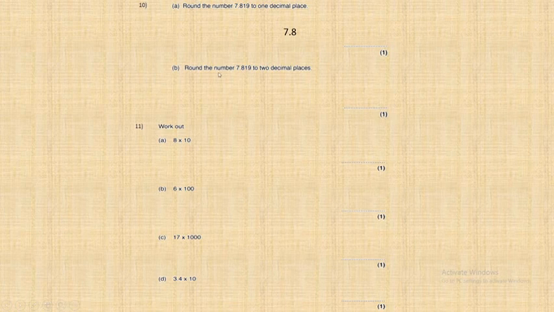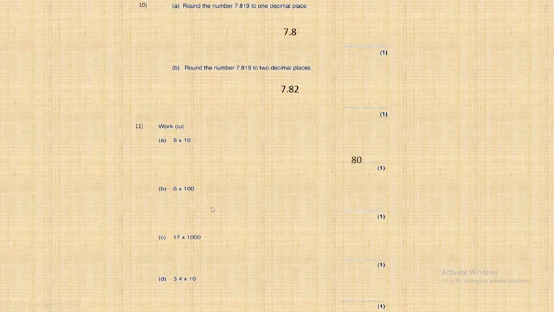And here, round the number 7.819 to two decimal places. It means that I will move 2 steps after the decimal point. So here the 1 is the 2 decimal places, or the hundredth. Go next door. It's 9. Strong number, so add one more to the 1. So it's going to be 2. So the answer is going to be 7.820 or 7.82.